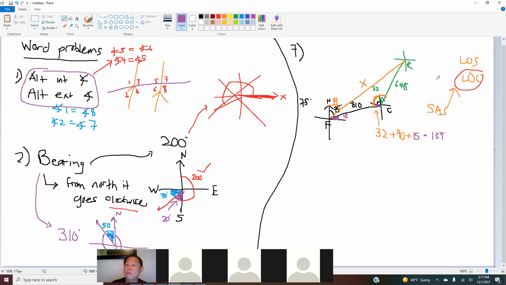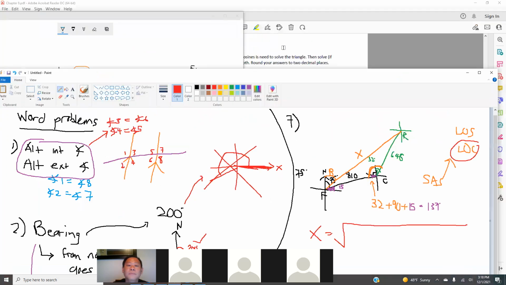So now we know this angle, so we can use the law of cosine to do this. Our law of cosine says that if you want to find this side x, it is the square root of these two. Let me give you back the law of cosine here.